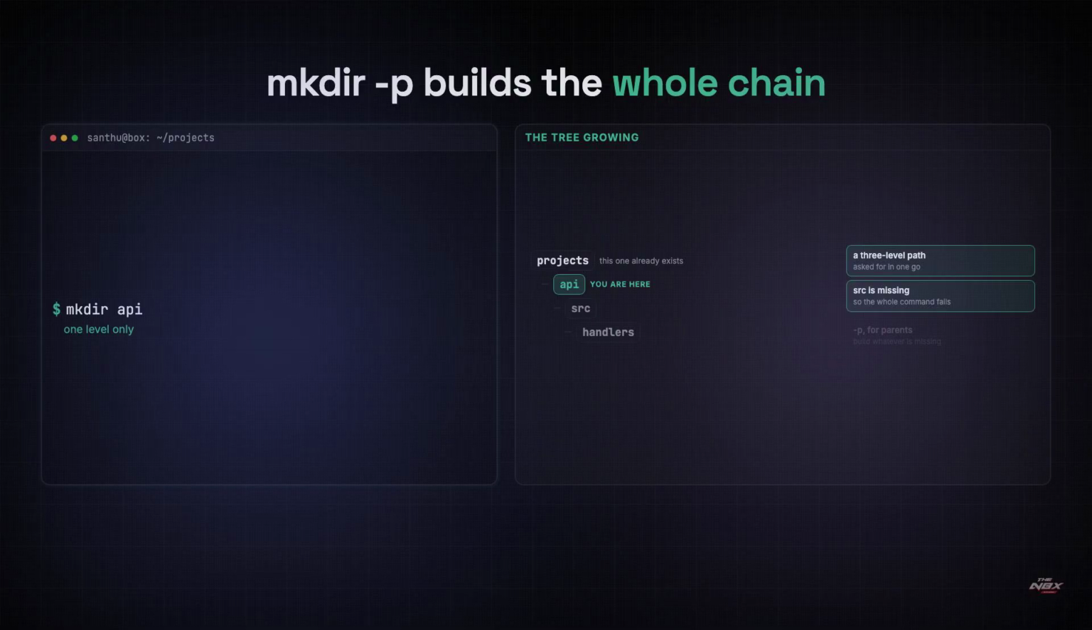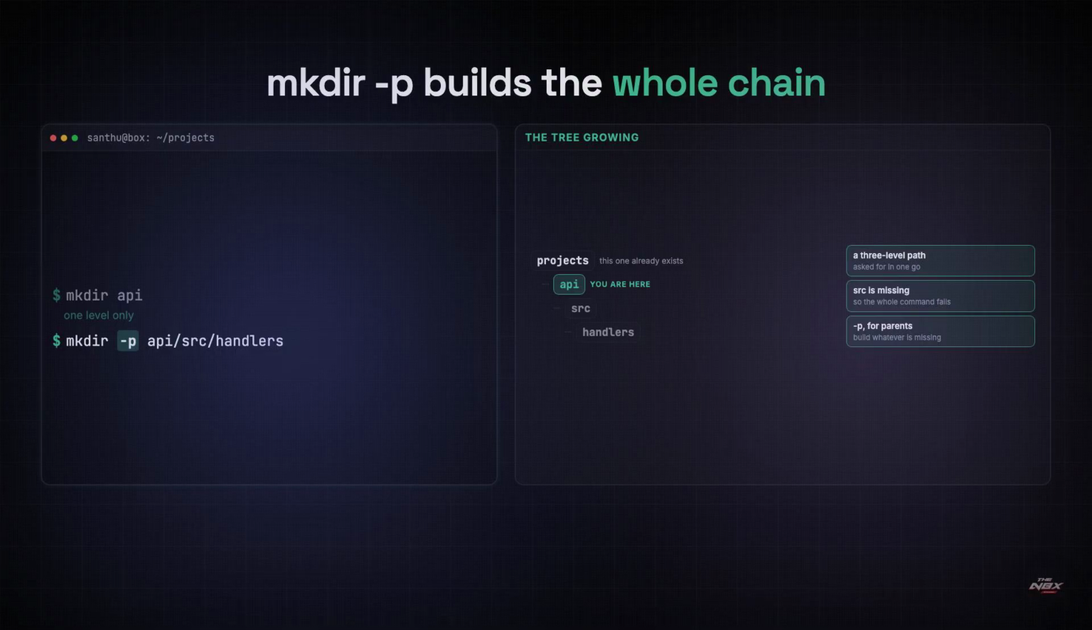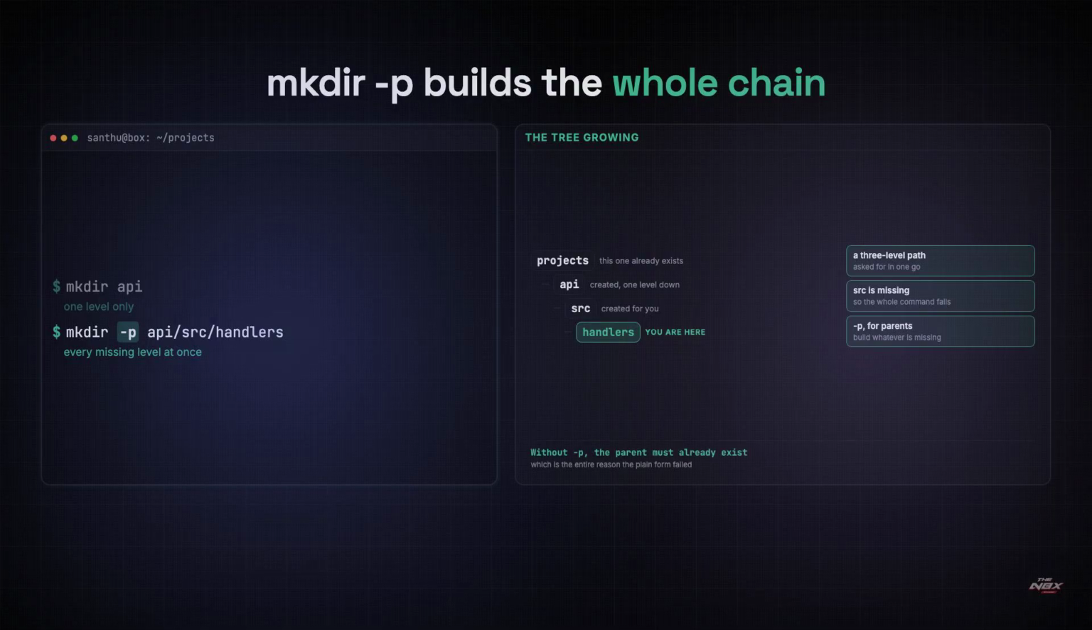The fix is the -p flag, short for parents, so you type mkdir -p and mkdir builds every level that's missing. src appears inside API, and then handlers appears inside src. Without -p, the parent has to exist first. Type -p out of habit, and you'll never meet that error again.